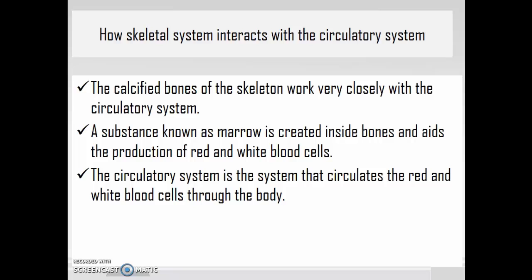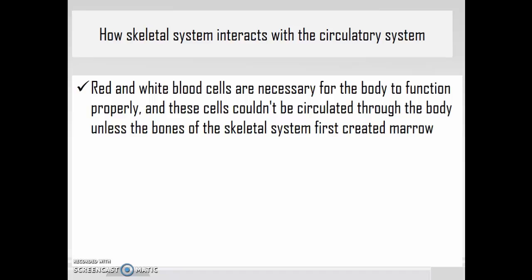The circulatory system is the system that circulates the red and white blood cells throughout the body. See, they are made in the bone marrow, and the circulatory system circulates the blood cells throughout the body. Without that, it won't be possible. Red blood cells and white blood cells are necessary for the body to function properly, and these cells could not be circulated throughout the body unless the bones of the skeletal system first created marrow. If there is no marrow, where would these cells be created, and if they are not created, what would the circulatory system circulate?